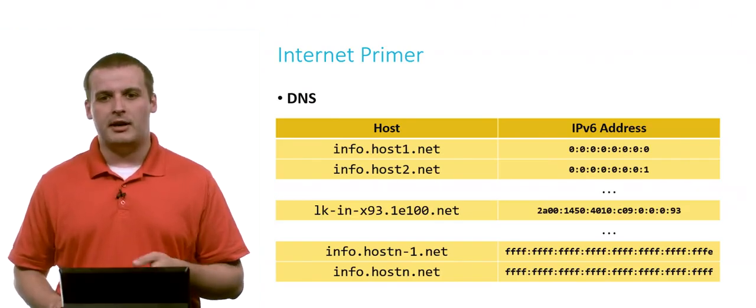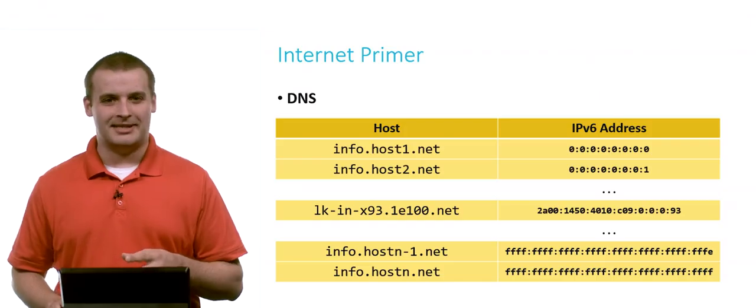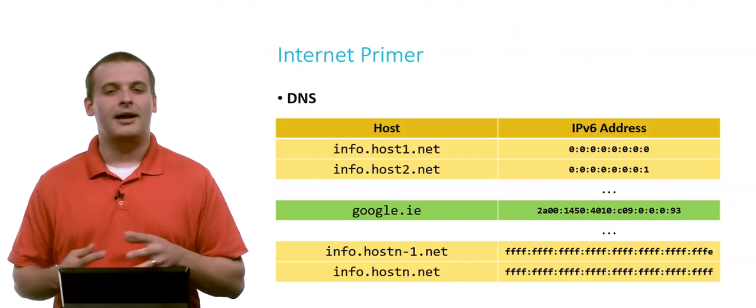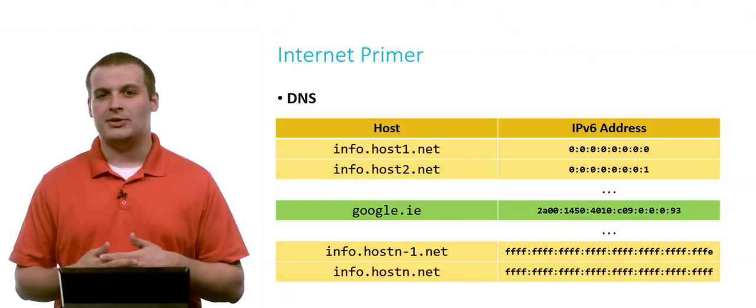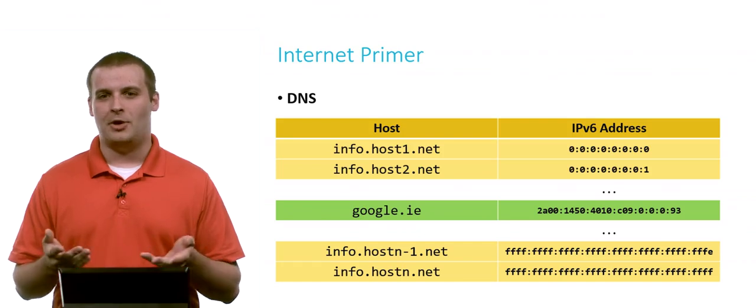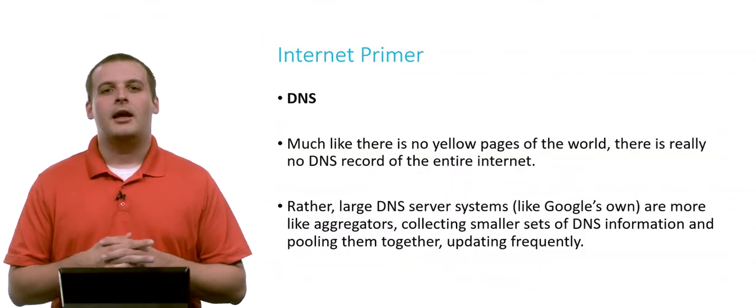And similarly, in the middle there, it was tough to find an IPv6 address that was legitimate, but I found one for Google, but it's Google's Irish website. But if you went to that IPv6 address, if your browser was IPv6 capable, that would bring you to Google's Irish homepage. So there you go.